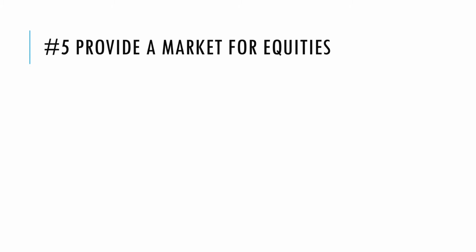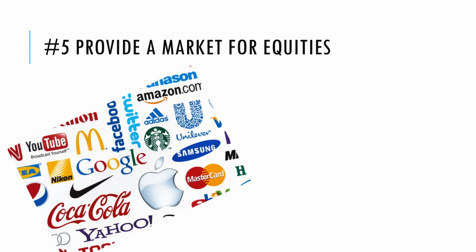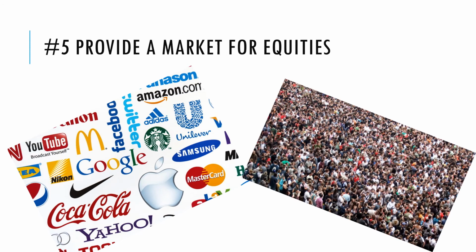Okay, number 5 is to provide a market for equities. So what do we mean by that, and how do financial markets help us? Well, let's imagine that I'm a business and I want to grow to become an even bigger business. Now, I could take out loans, but I have to pay back interest, or the bank might not lend to me. What I really want to do is just borrow from the masses. I want to borrow from the public. I want money from as many people as possible.